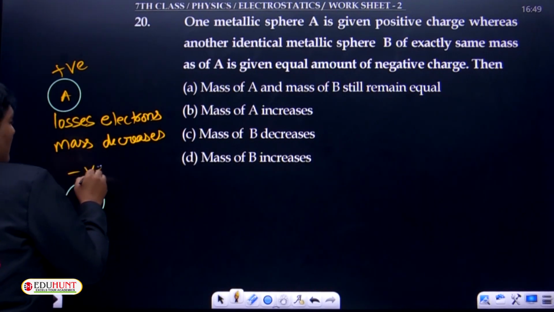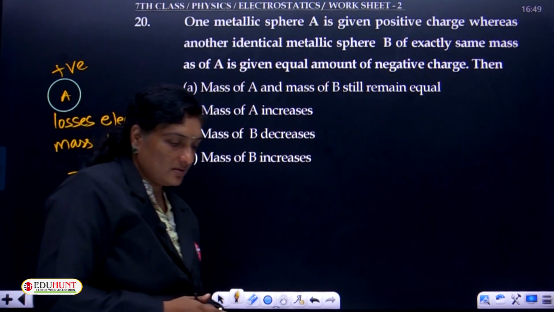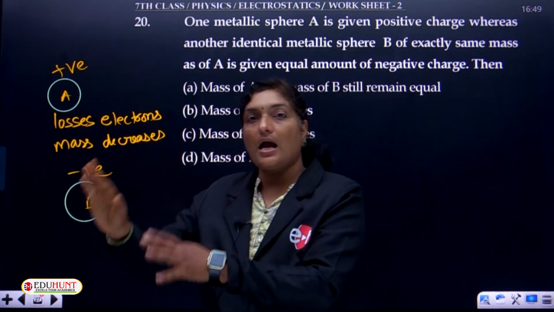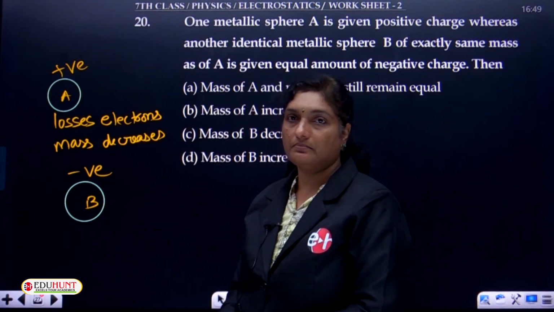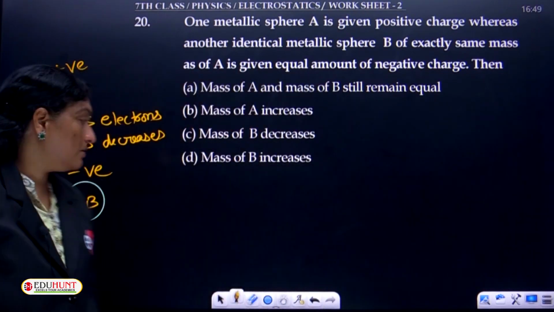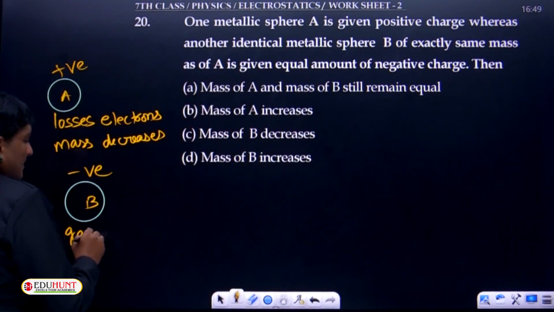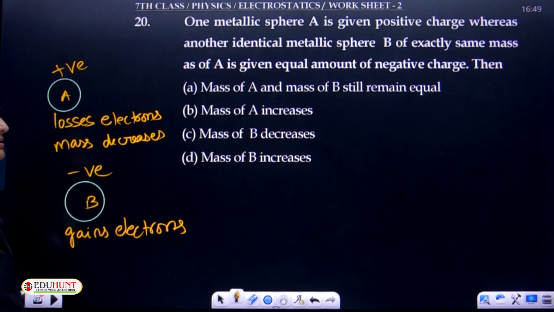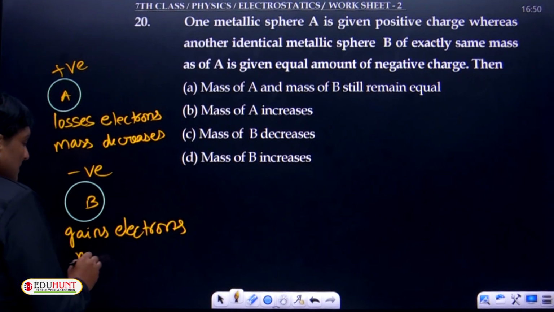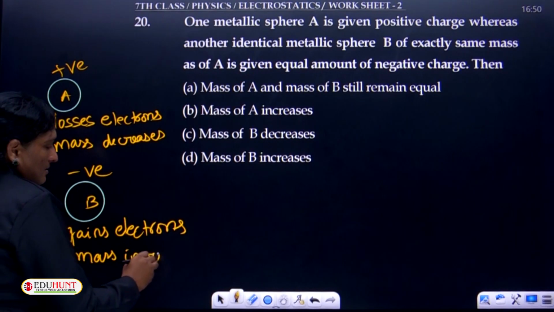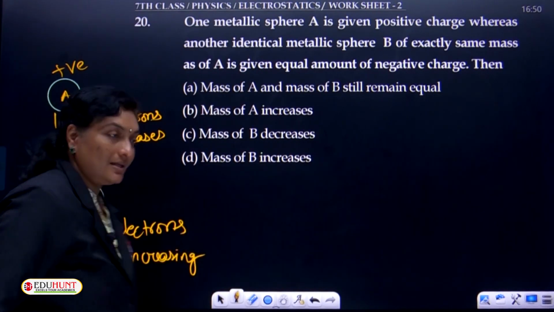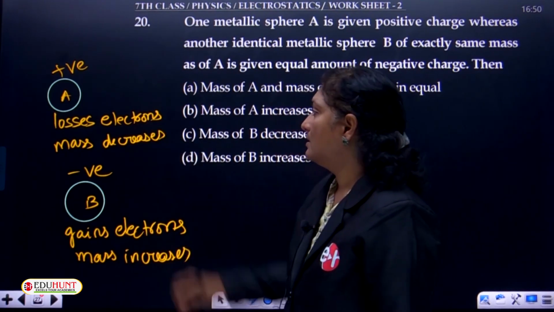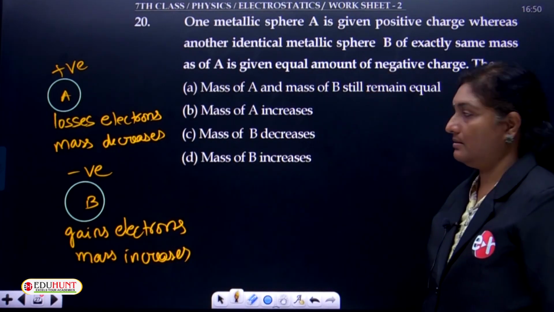So, now what they gave is negative charge. So, whenever negative charge is given, what happens? Electrons are given to them. So, it gains electrons. So, giving negative charge means it gains electrons. Whenever some electrons add on this metallic sphere, then what happens? Its mass increases. By gaining electrons, its mass increases, whereas by losing electrons, the body A loses its mass.